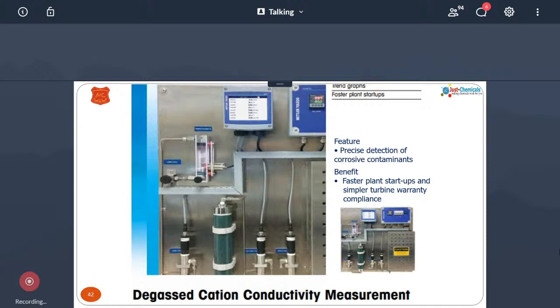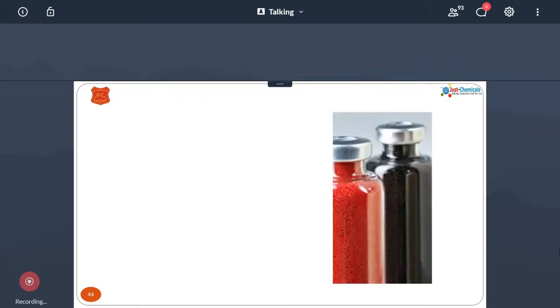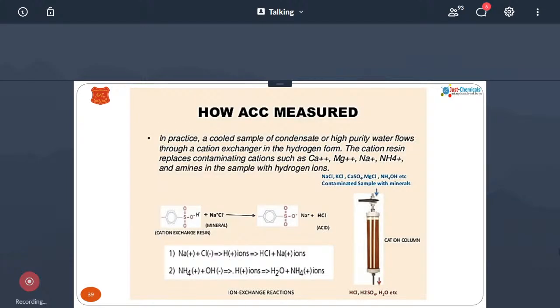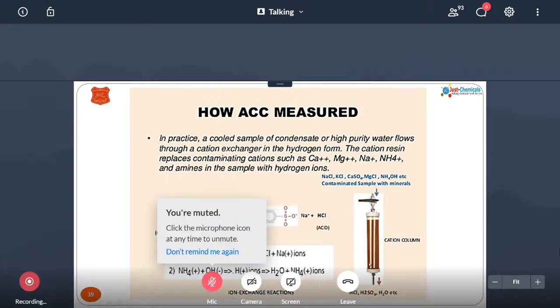And there are further improvements in this, in this degas conductivity measurement. Now you see this picture here. This is normal cation resin, which does not tell you anything even if it is exhausted. We have to check the exhaustion and then we have to change the resin.